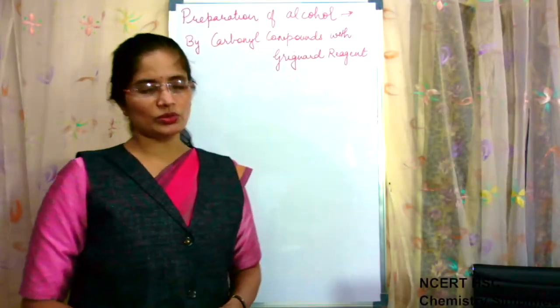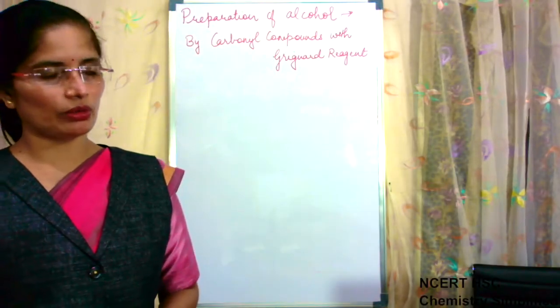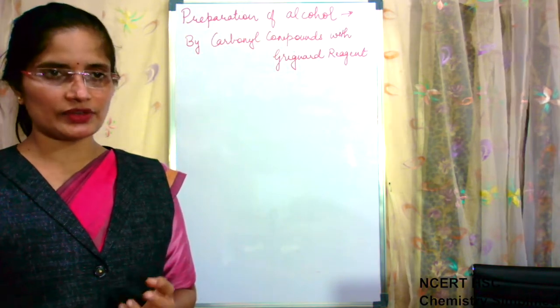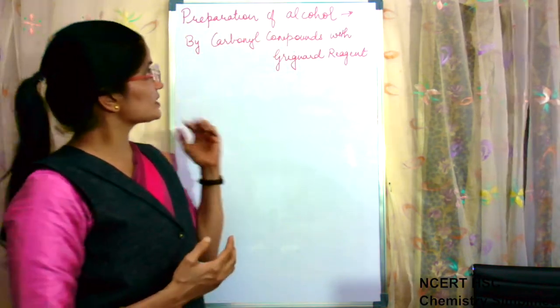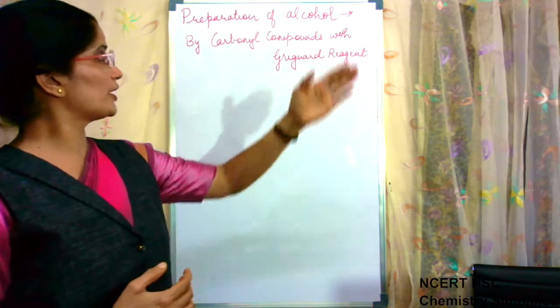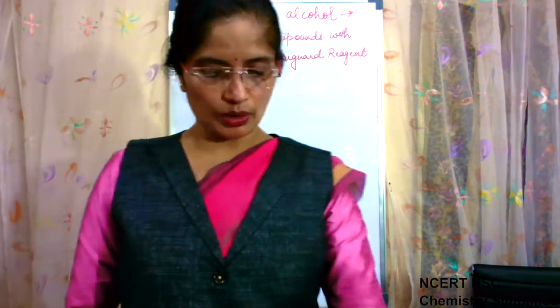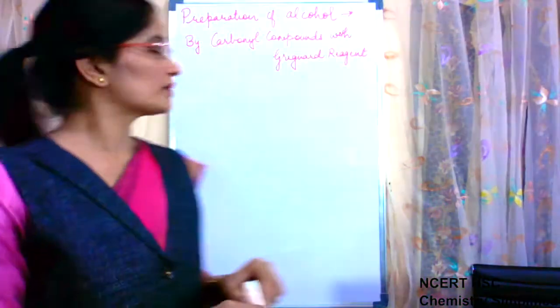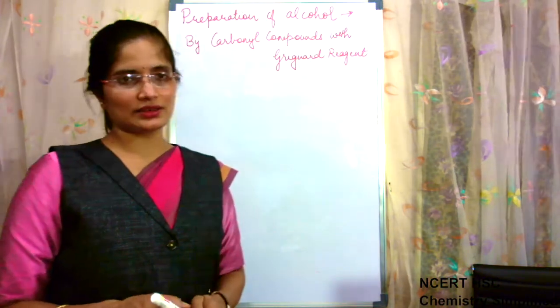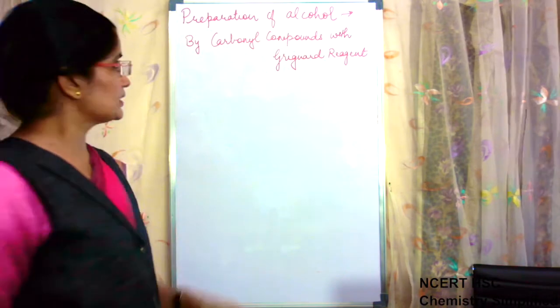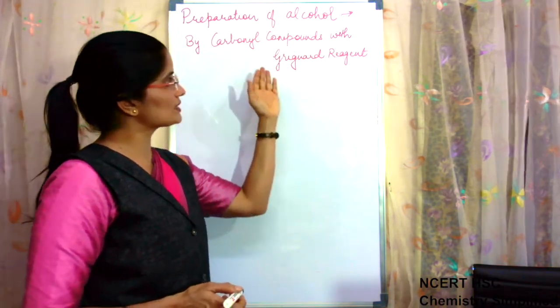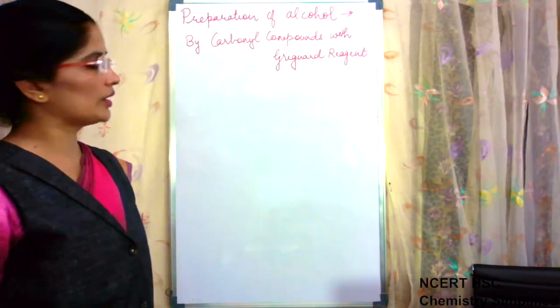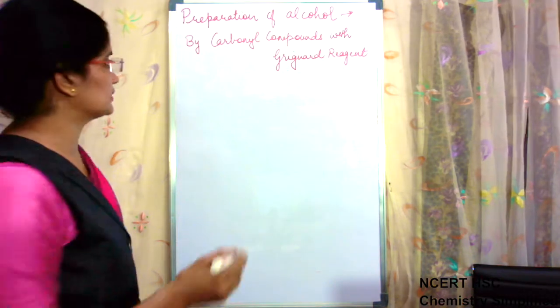We are going to do preparation methods of alcohol. Some methods we have already finished. Now in today's class we are going to do preparation of alcohols by carbonyl compounds with the help of Grignard reagent. This is a very interesting as well as important reaction. So we will see how carbonyl compounds can be used to prepare alcohols with the help of Grignard reagent.